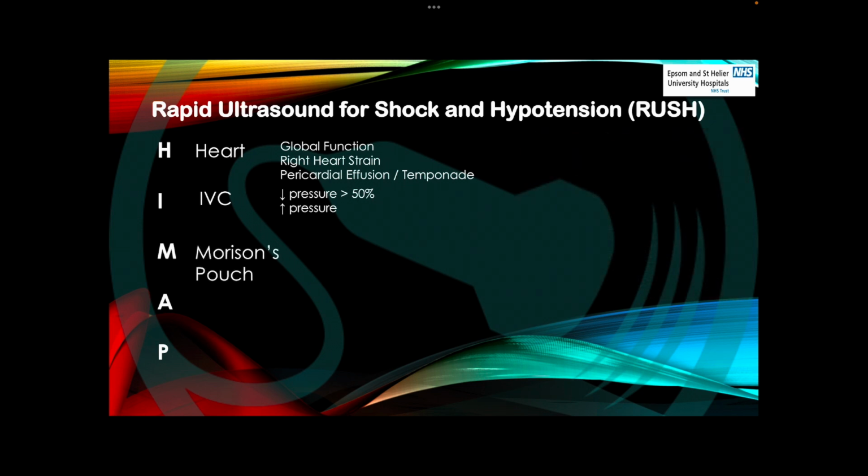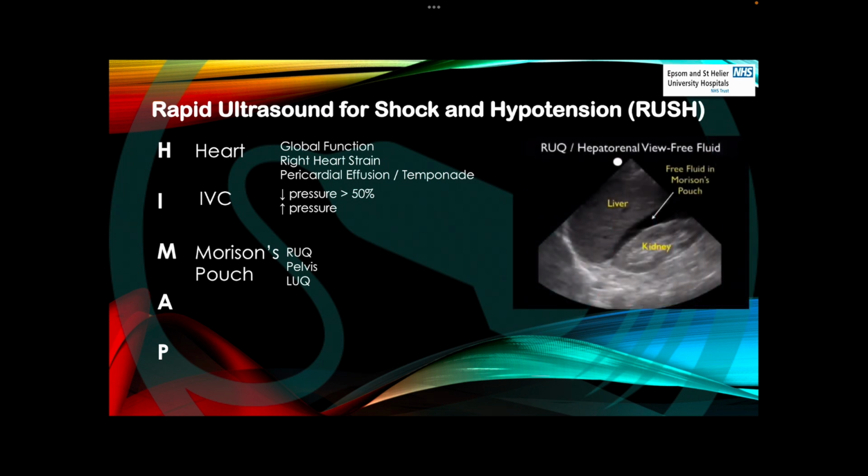Let's talk about M, which is the Morrison's pouch. Morrison's pouch, FAST scan initially made for the evaluation of patients in trauma, but we can use it for non-trauma or shock patients. You're looking for fluids in the peritoneal cavity. So here in this patient, in the right upper quadrant area, this is the liver and kidney, and this is the Morrison's pouch, and there is some fluid inside. If you can see that one, so this is the ultrasound.